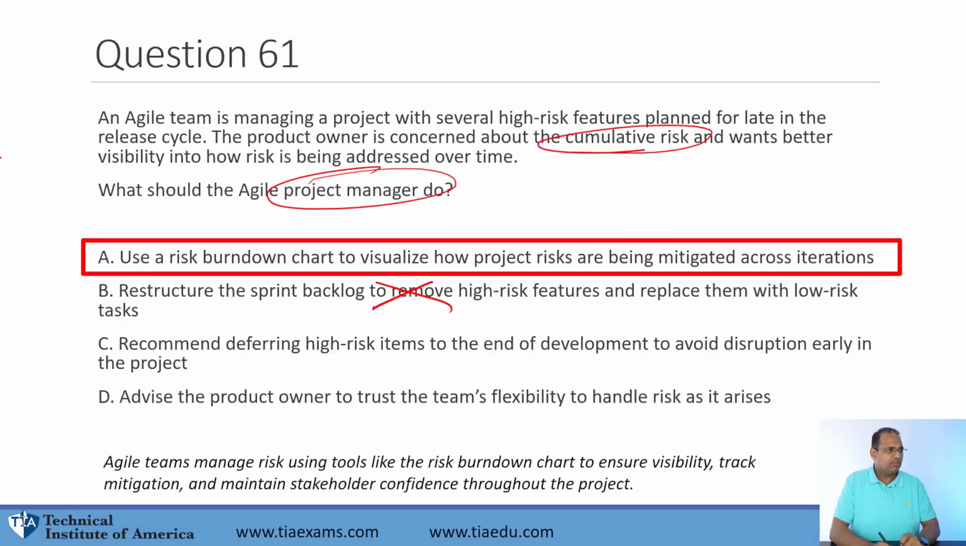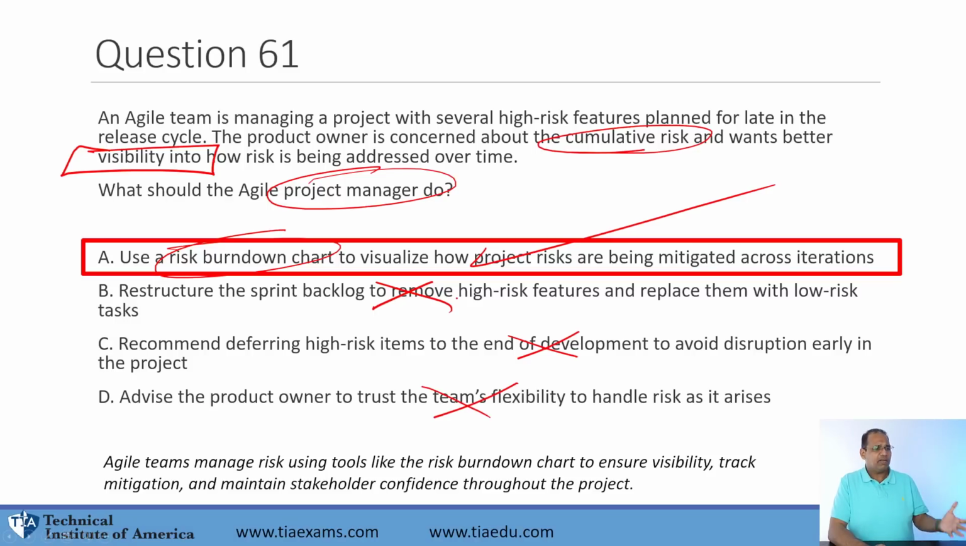Cumulative risk, better visibility. The only answer here that'll give you a visualized approach to risk management is your risk burndown chart, which shows you the severity of risk over time, making A the best answer. You shouldn't recommend deferring high risk to the end of the development, maybe later on, but not necessarily to the end. As for advising the product owner to trust the team, yes, it's good to trust the team, but the question wants us to better visualize risk, which makes A the best of those answers.